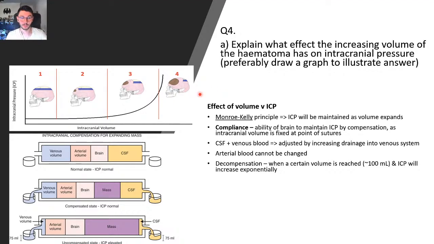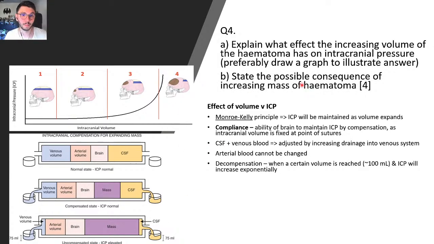This is where patients start feeling unwell, coning, and they can suddenly go under. Now if you have an epidural hematoma, this happens very quickly, and that's bad. The subdural happens a bit slower, but you still have to monitor it. Now the second part of the question: state the possible consequence of an increasing mass hematoma.